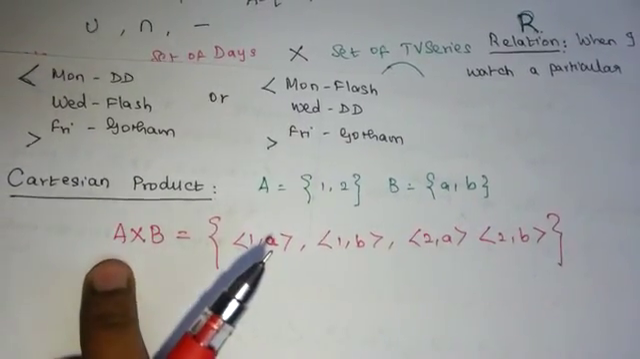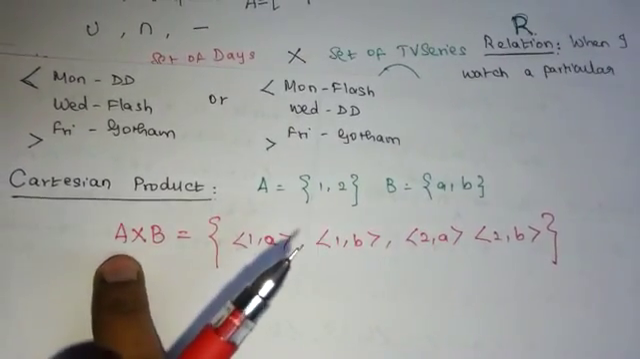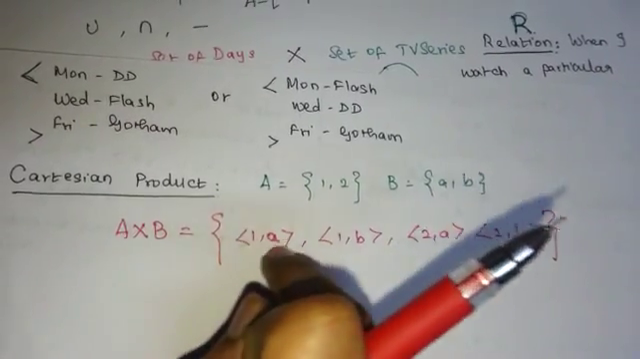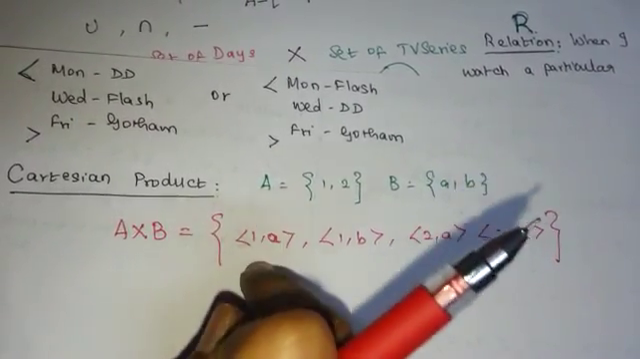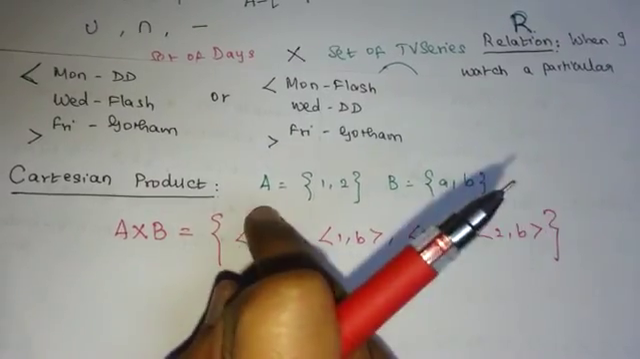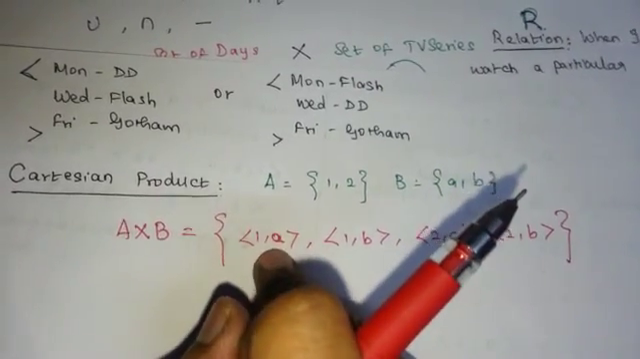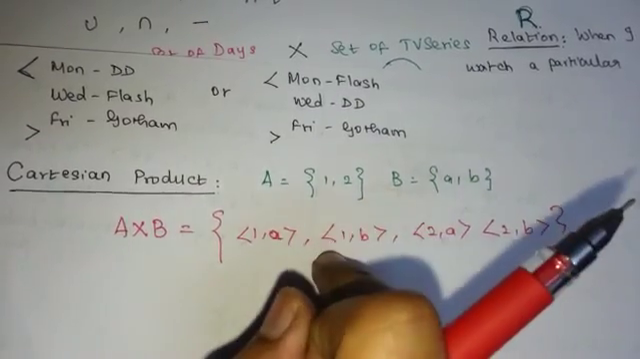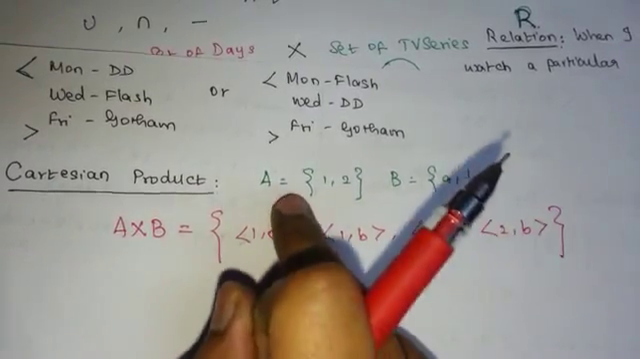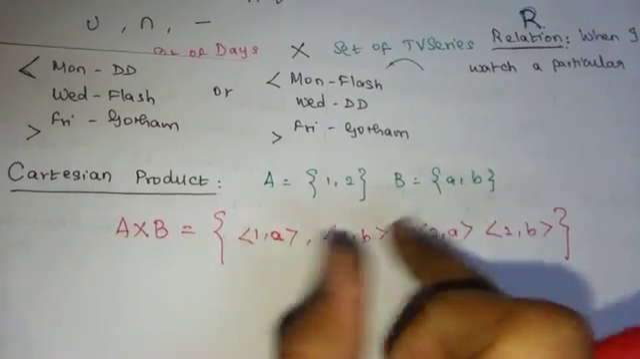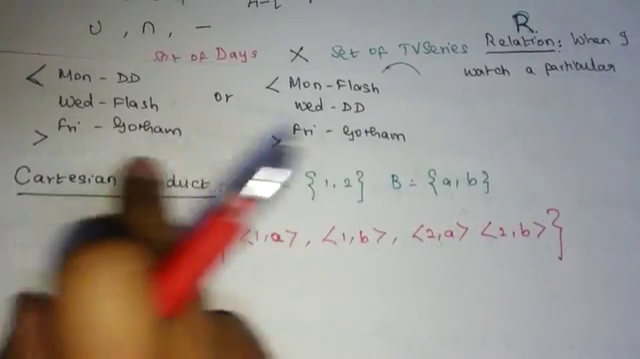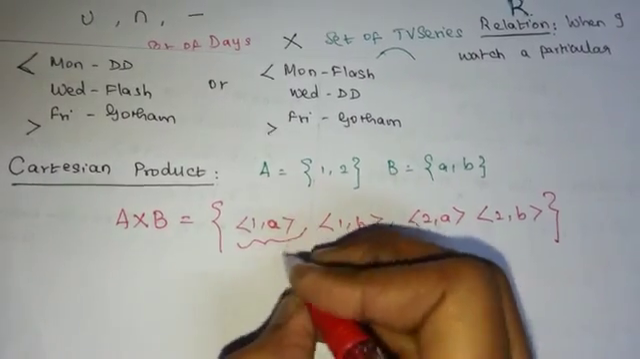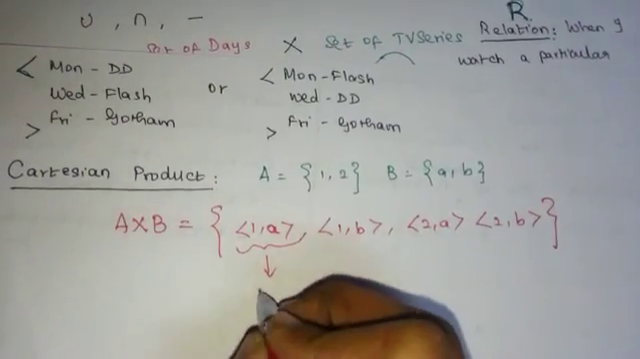But the ordering also matters, in that when you say A cross B, in each of these components, the first element belongs to the first set and the second element belongs to the second set. Similarly here, first element to the first set, second element to the second set. So the ordering matters when you define a Cartesian product. Now what is this one single element called? This is called a two-tuple.